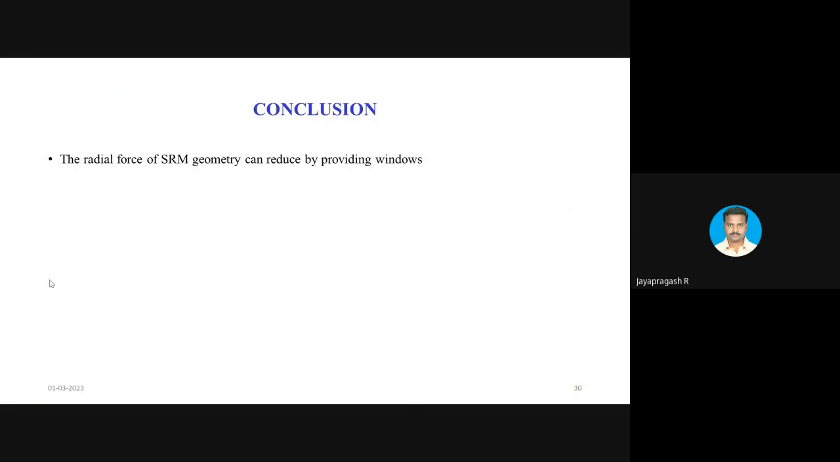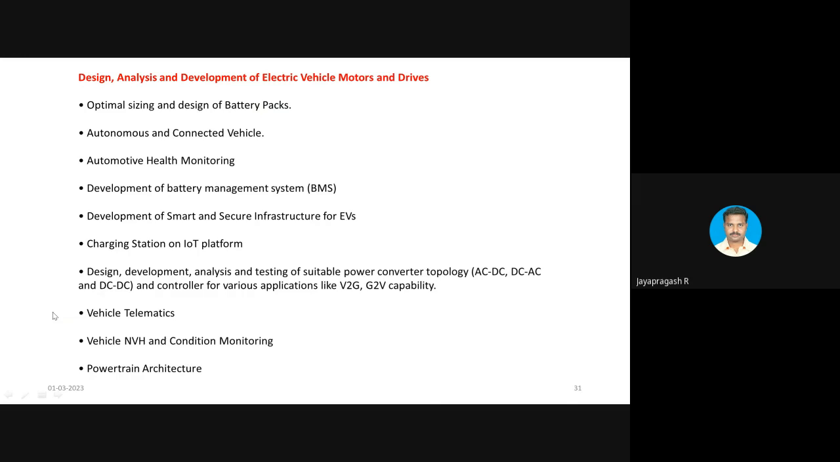geometry based structural modification can reduce the radial force. And I have listed some of the areas on which you can concentrate. Probably most of you might have completed your research. I'm just sharing some of the domains in which you can concentrate to carry out your research.